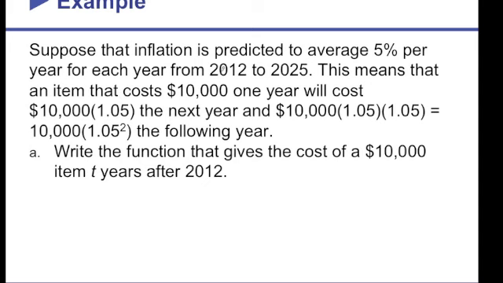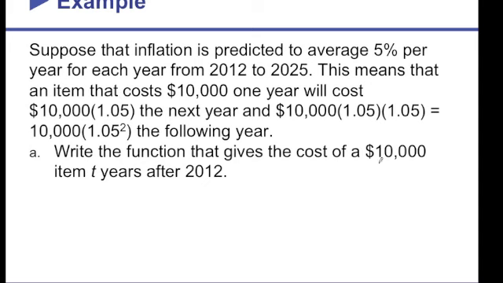Suppose the inflation is predicted to average 5% per year for the years 2012 to 2025. This means that an item that costs $10,000 one year will cost 10,000 times 1.05 the next year. And in the second year, you'll take 10,000 times 1.05 times 1.05 again, or you'll have 10,000 times 1.05 squared the following year.